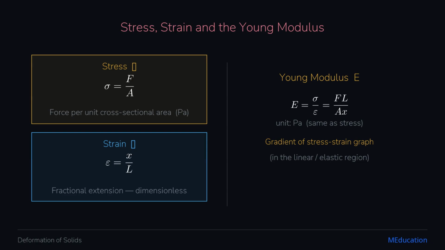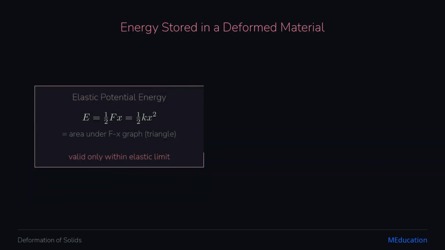A high Young modulus means a stiff material like steel. A low Young modulus means a flexible material like rubber. The Young modulus is the gradient of the linear region of the stress-strain graph, before the limit of proportionality. Beyond that point, the graph curves and the modulus no longer applies.